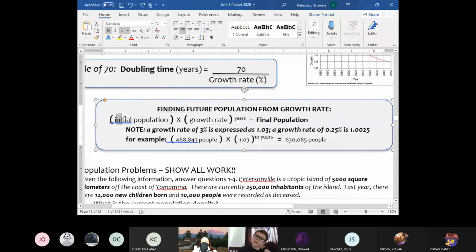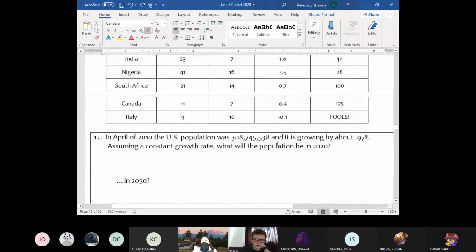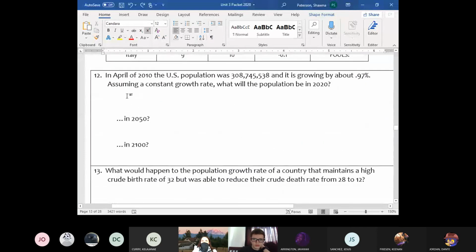So we're going to take that initial population, we're going to multiply it by our growth rate, and our exponent is going to be the years. So it'll be really easy once we get one of them. So let me do the first one for you guys. And I will also have to explain something. So give me a second.